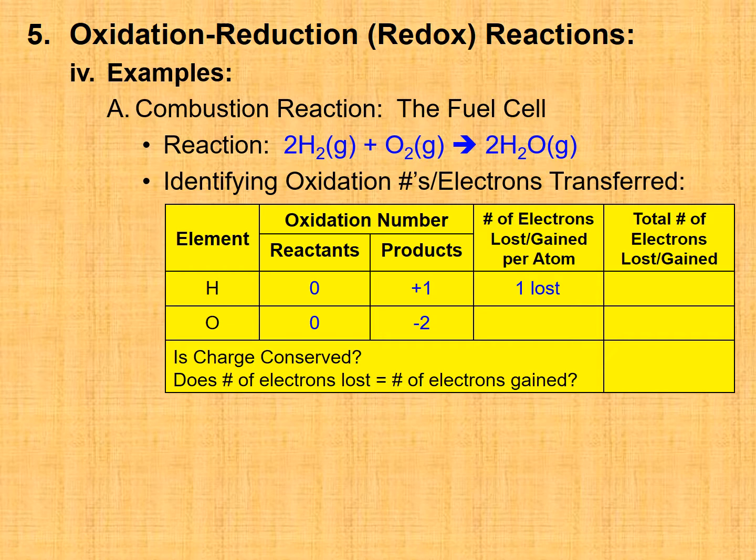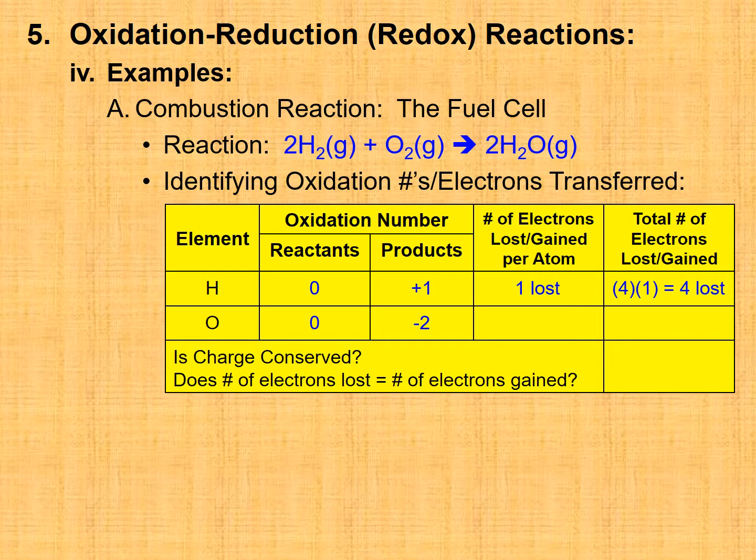Since there are 4 hydrogen atoms involved in this reaction on both reactant side and product side, and on the product side those hydrogen atoms have a charge of +1, that means that a total of 4 electrons were lost by hydrogen in this process.